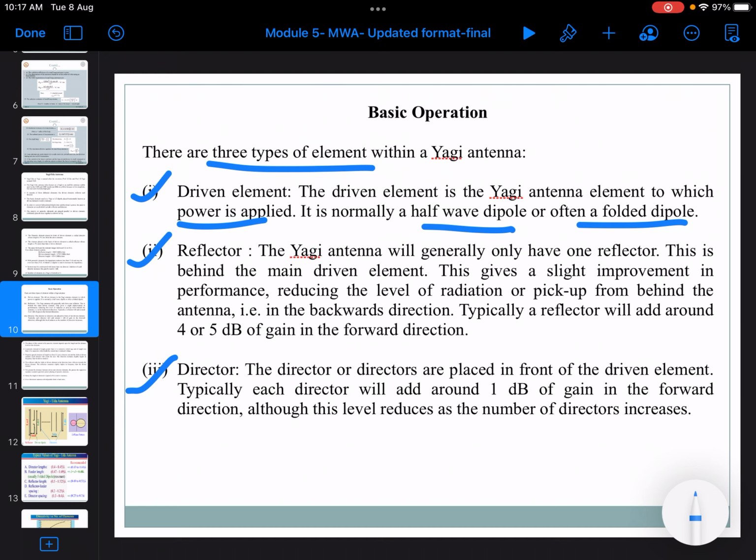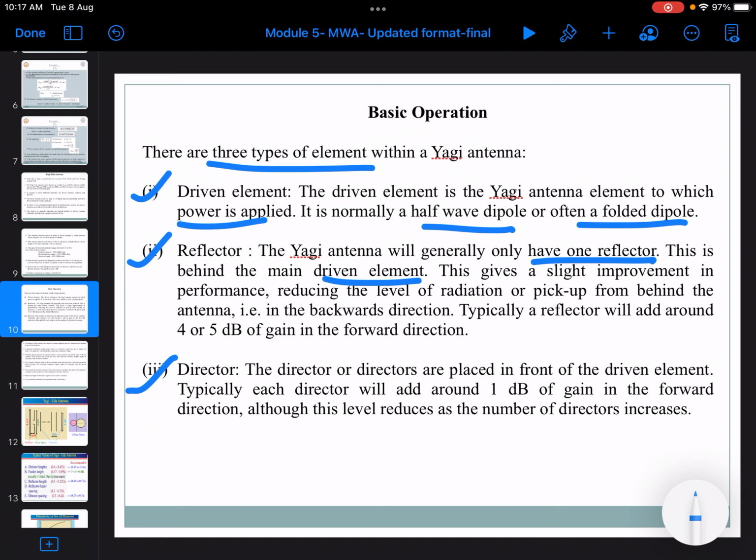Coming to the reflector, usually we'll have only one reflector, which is placed behind the driven element, and the length should be slightly greater than the driven element, and it radiates.